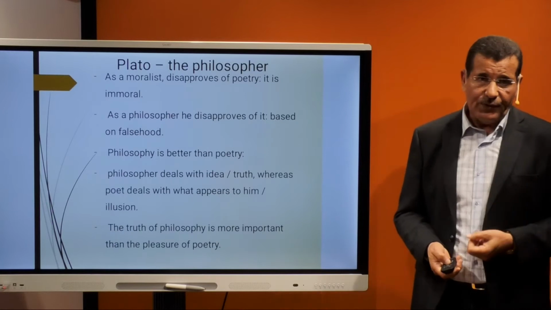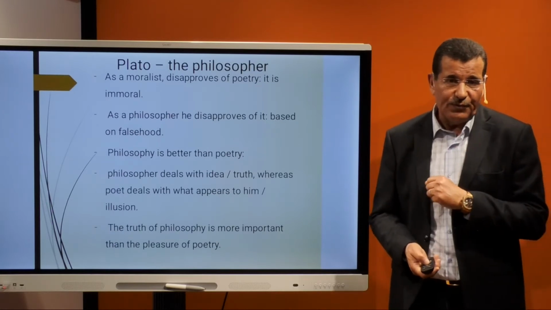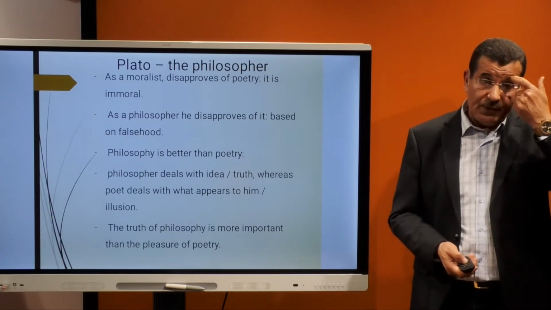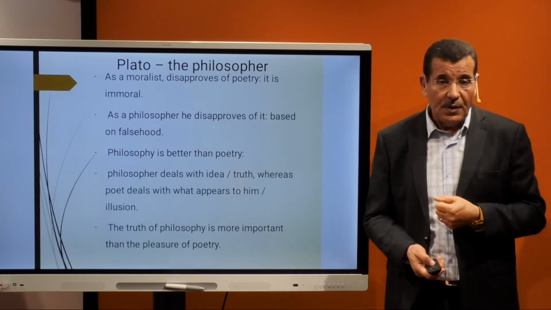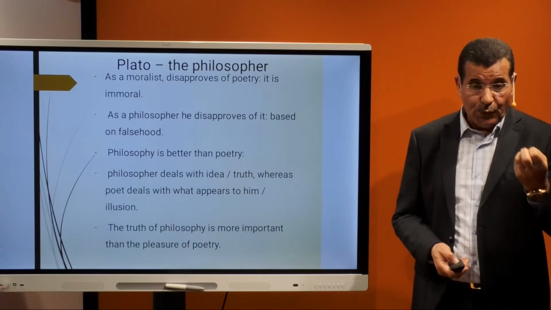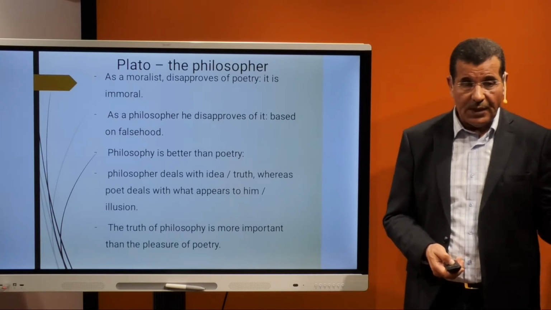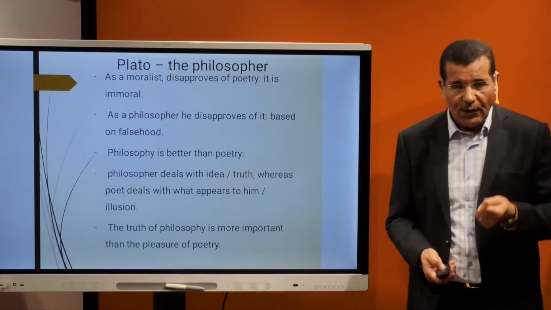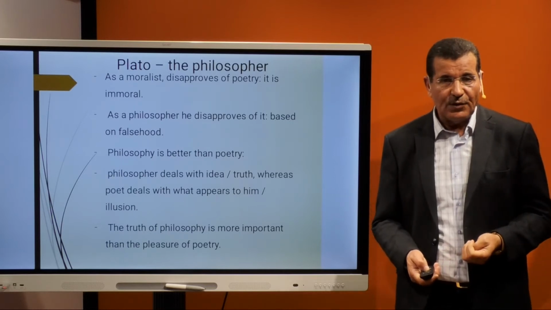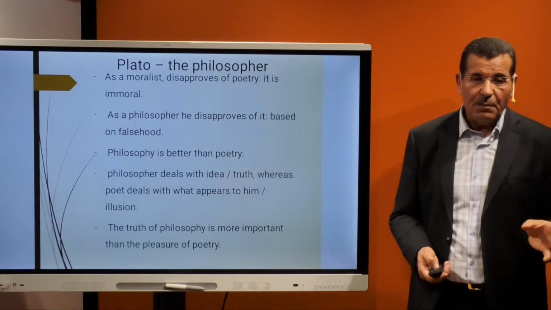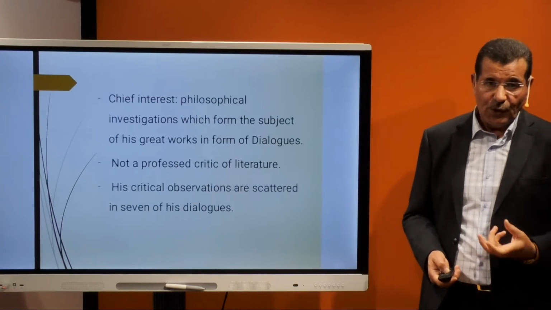Plato is, of course, a philosopher. As a moralist, he disapproves of poetry. It is, as I said, immoral. As a philosopher, he disapproves of it because it is based on falsehood. Philosophy is better than poetry. The philosopher, according to him, deals with the truth and the ideas, whereas the poet deals with what appears to him. The truth of philosophy is more important than the pleasure of poetry here. So he associates philosophy with truth, while poetry with pleasure and illusion and falsehood.